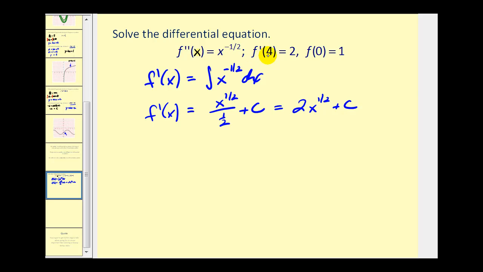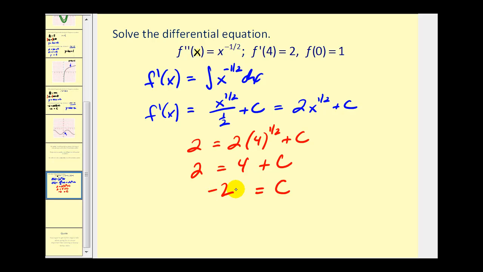Well, now we're given that f prime of 4 is equal to 2. So when x is 4, y is equal to 2. And that will allow us to determine c. So we'd have 2 equals 2 times 4 to the power of 1/2 plus c. Well, 4 to the 1/2 would be 2. 2 times 2 is 4. So it looks like c is equal to negative 2. So the first derivative function is equal to 2x to the power of 1/2 minus 2.